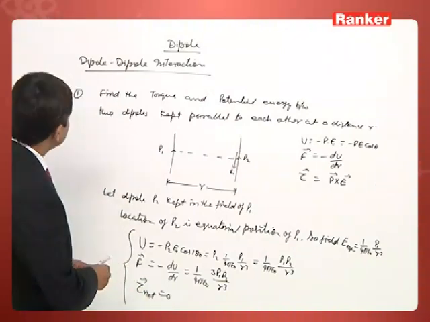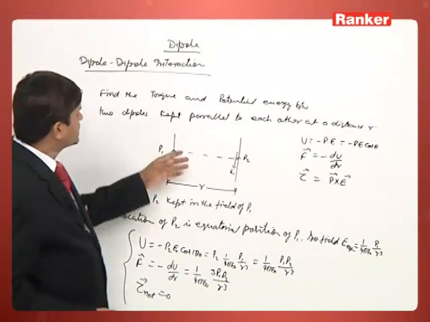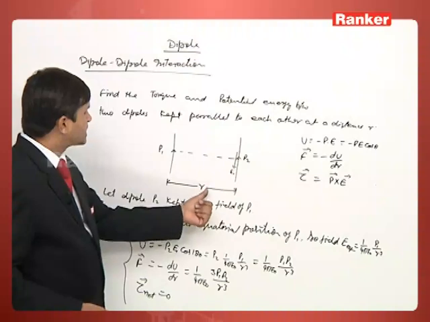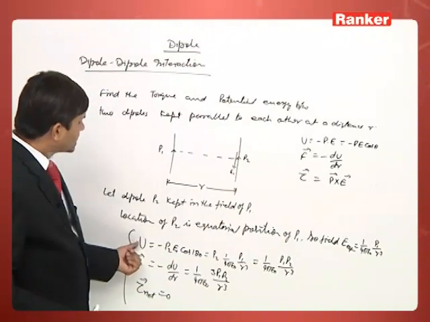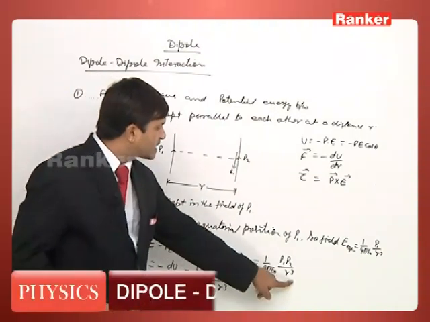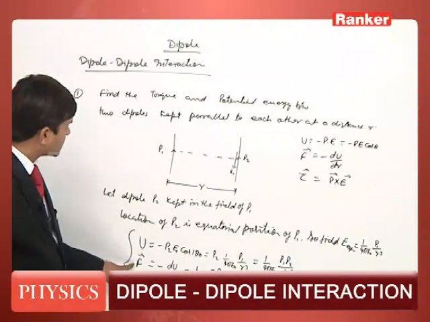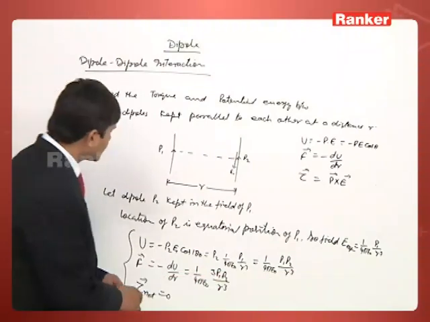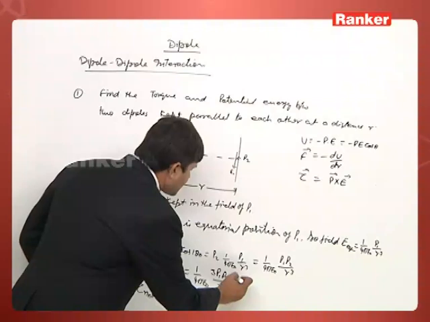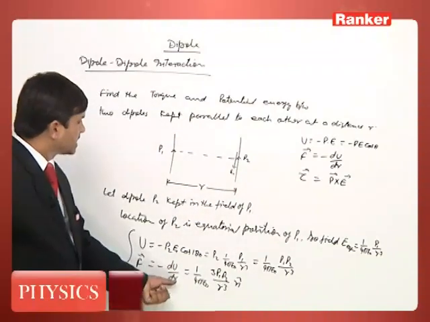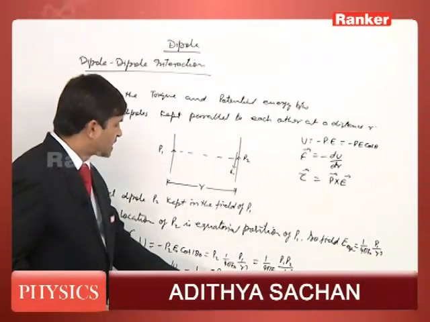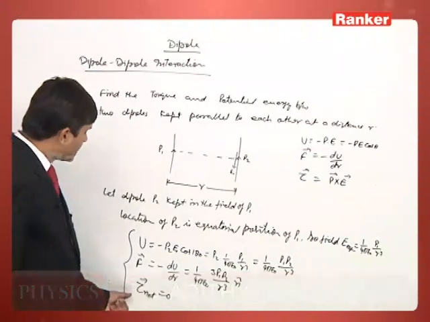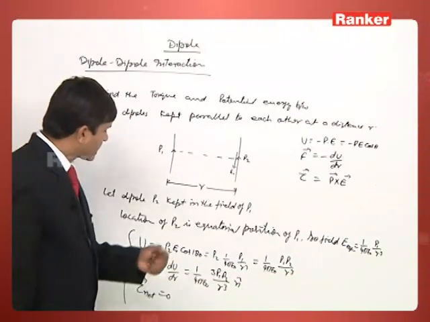It means when two dipoles are kept parallel to each other at a distance r, the potential energy of the dipole is given by this relation. From here we can get the force by writing minus dU by dr, 1 by 4 pi epsilon naught 3 P1 P2 by r cube, and the net torque we can also calculate.